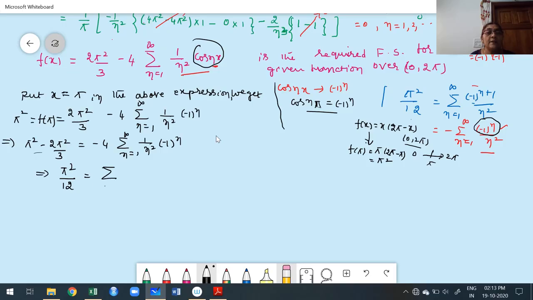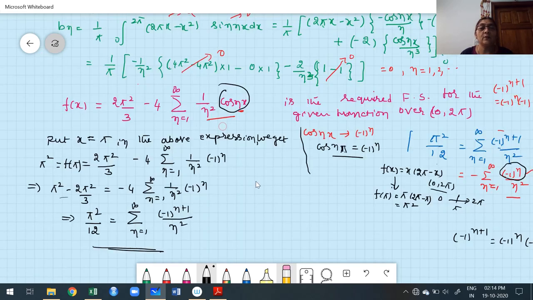You take minus n inside the summation 1 to infinity, minus 1 to the power of n plus 1. Just a few minutes before, I explained that minus 1 to the power of n plus 1 can also be written as minus 1 to the power of n into minus 1. Now this is our required result. Sorry, I made a mistake. Not for x is 0, x is equal to pi.